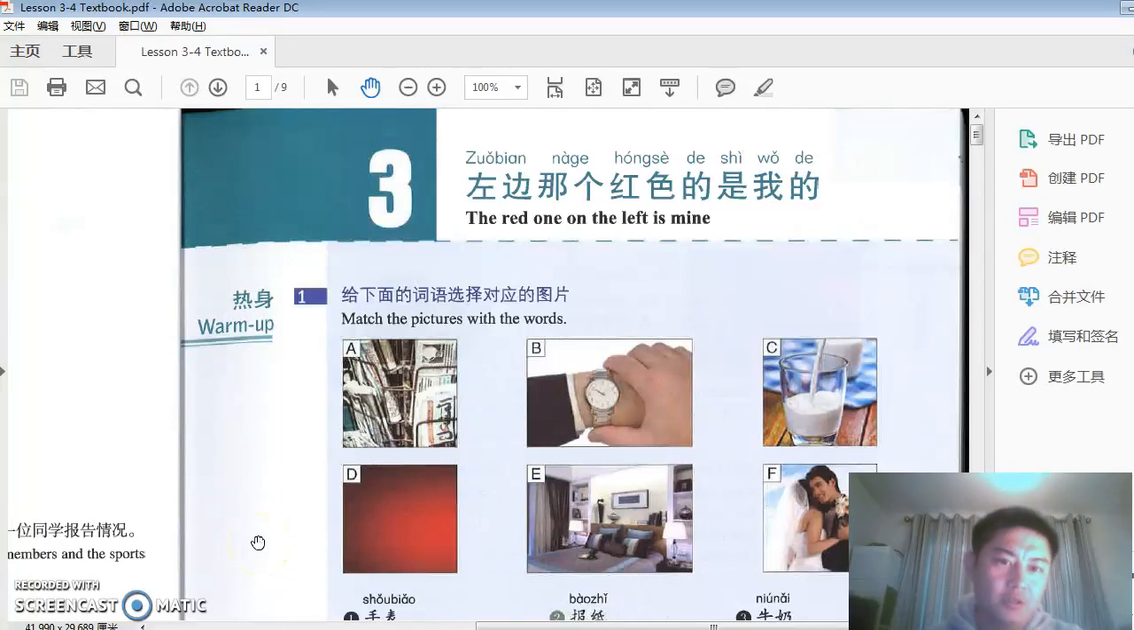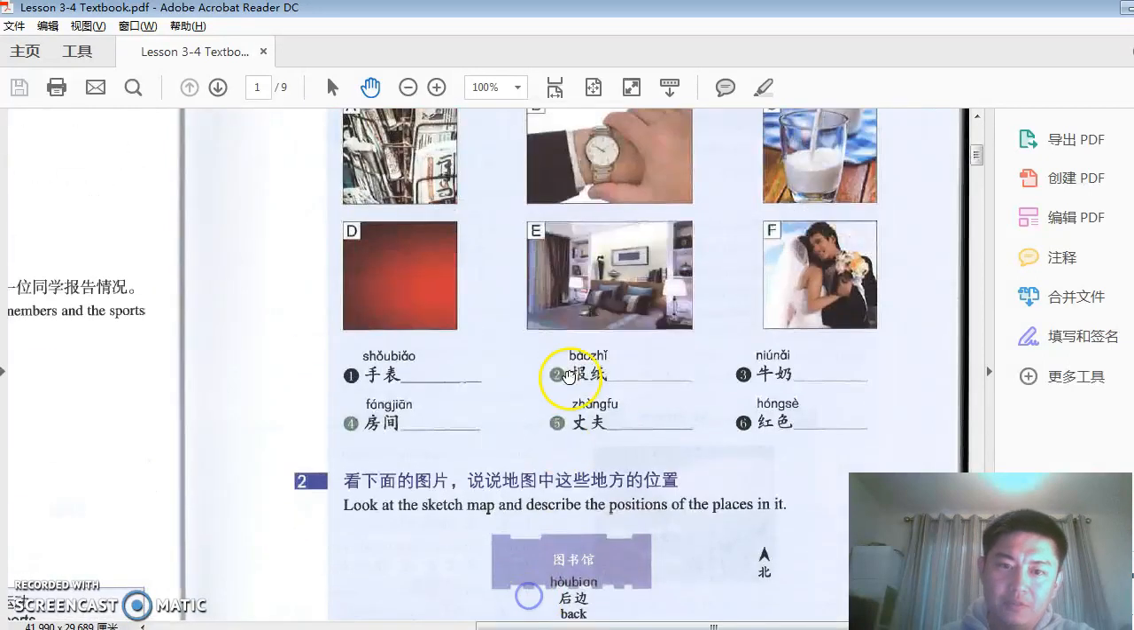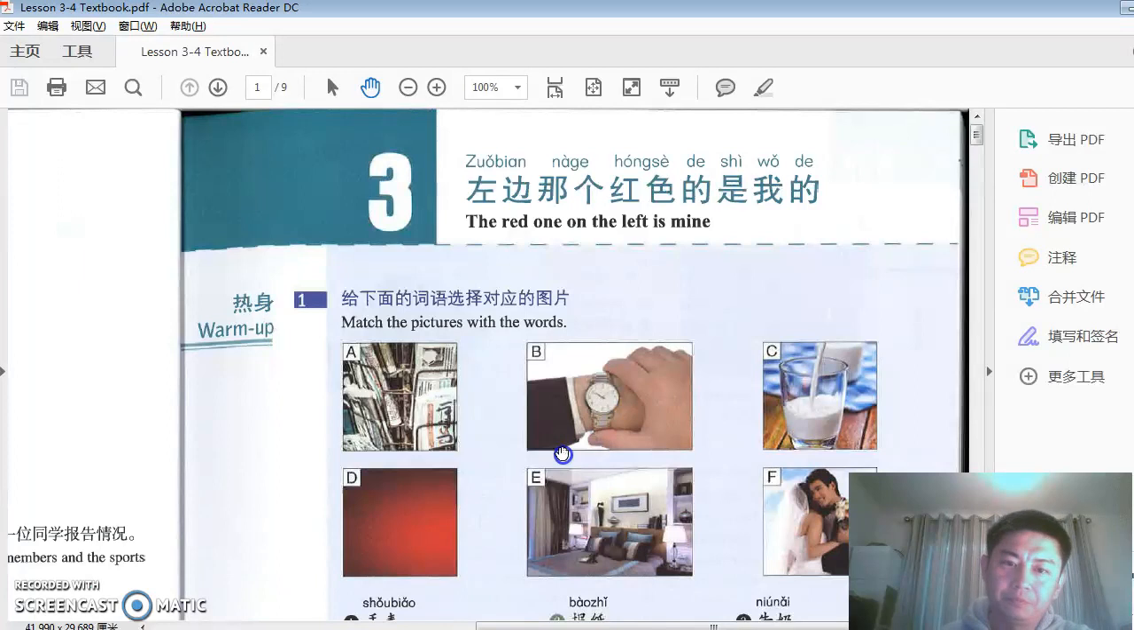Okay, now let's take a look at lesson 3. If you turn to page 17, 17页, you will be looking at the title on the top. 左边那个红色的是我的. And in this lesson, we're going to take a much closer look at this 的 thing.